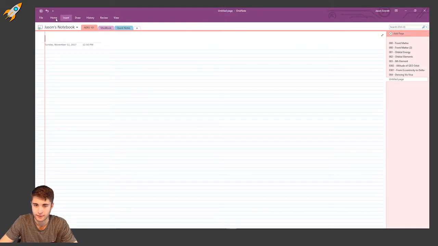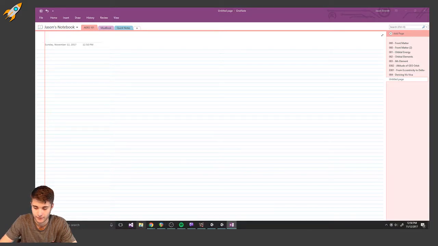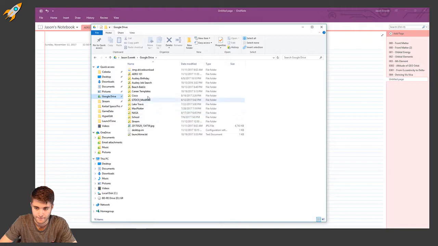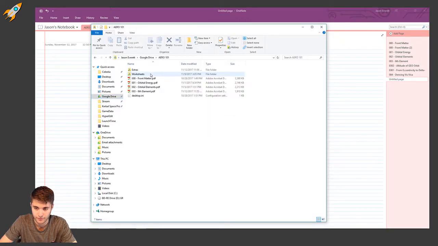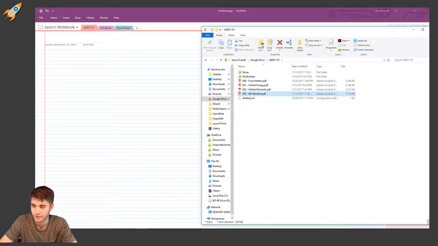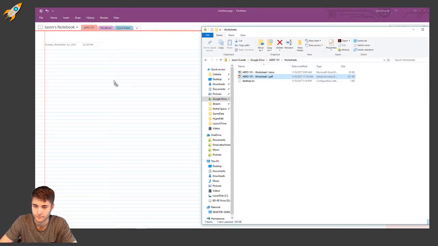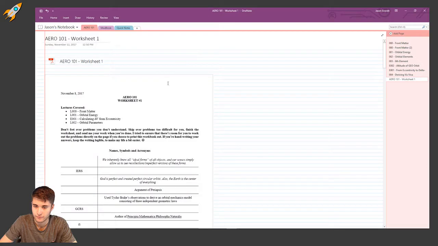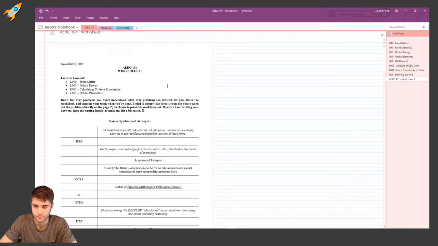And I think there is a way to import a PDF, right? For those of you guys that have used OneNote before, I'm pretty sure there's a way to import a PDF, right? Let's try it out. AERO 101. There we go. Worksheets. Insert printout. Oh, well that worked out perfectly.